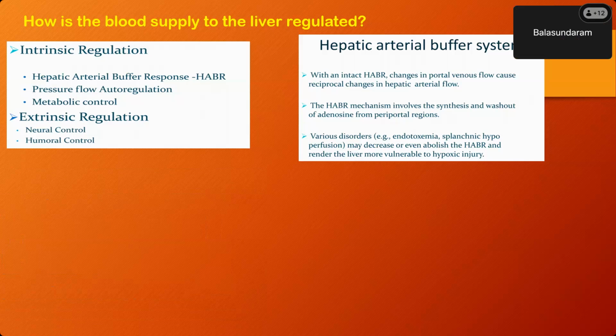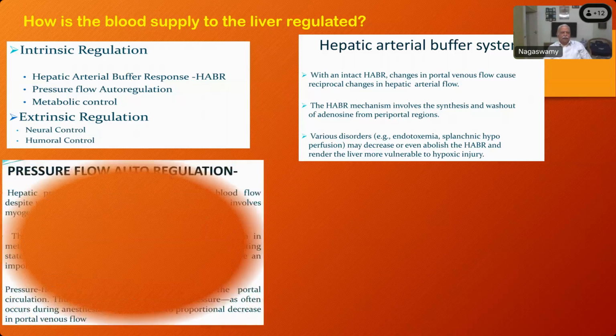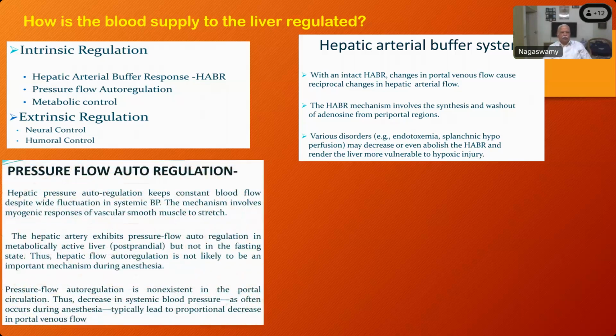So you mean to say the portal vein also has an auto-regulation? Sir, only the hepatic artery has auto-regulation. Then you say both the vessels have auto-regulation? Sorry, sir, that's not the correct answer. So please remember, the hepatic pressure auto-regulation keeps constant blood flow despite fluctuations in systemic blood pressure.